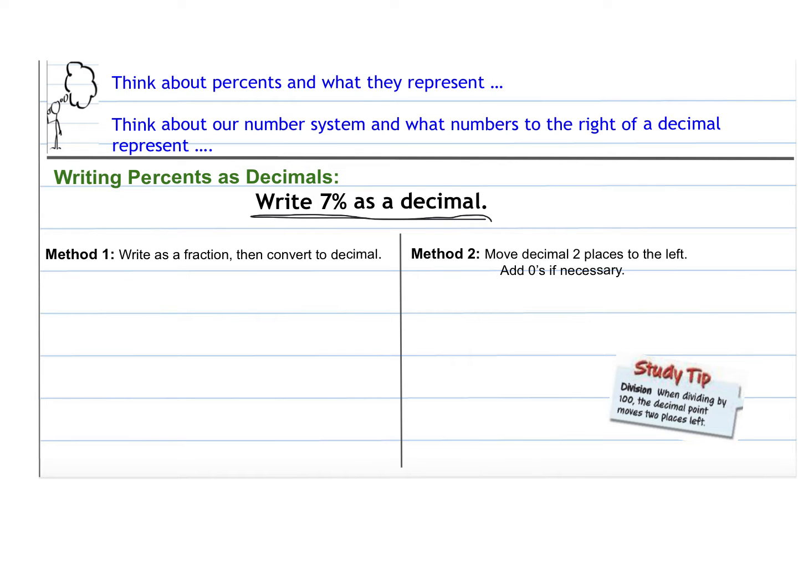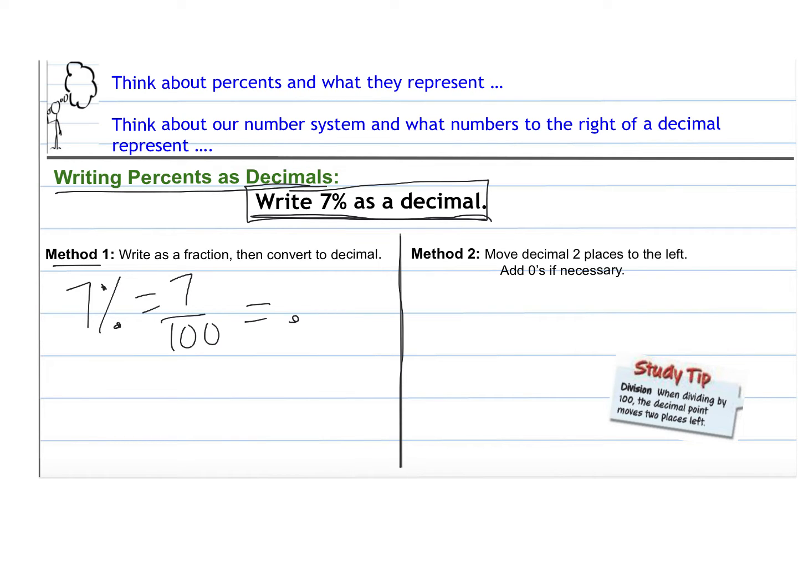We have two different ways that we can write 7% as a decimal. First, our method 1. So why don't you write this, writing percents as decimals, and then write 7% as a decimal. Draw a line down the middle so you can have an example of both methods. So if we write it as a fraction, remember 7% is the same as 7 over 100. 7/100 is going to be 0.07. If there's nothing before the decimal, we always want to make sure we have a 0. 7/100, the 7 is going to be in the hundredth spot because it's over 100.